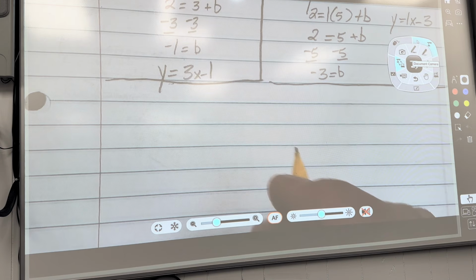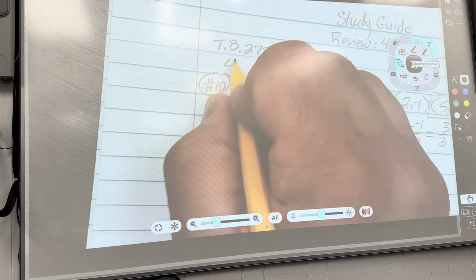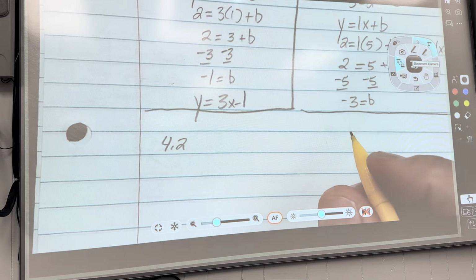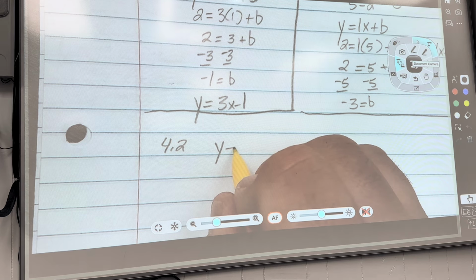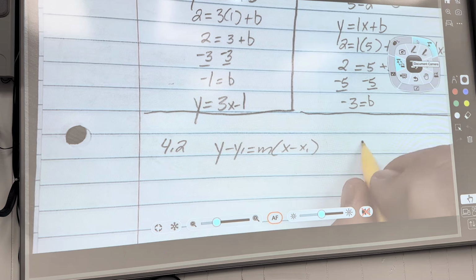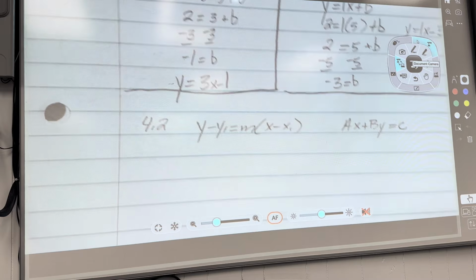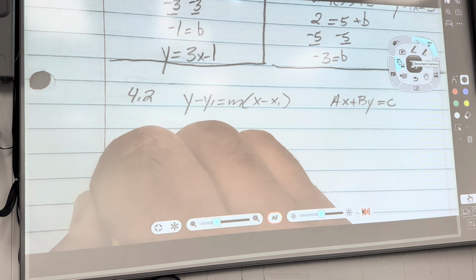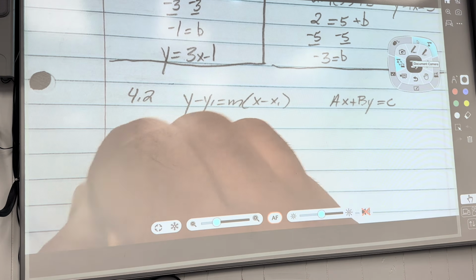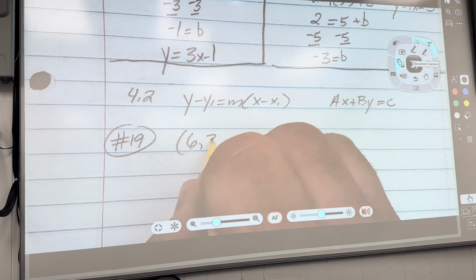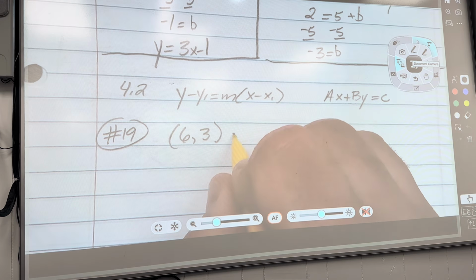We're now going to review 4.2. So that was 4.1, moving to 4.2. In 4.2, you had 2 forms. You had point-slope form, and you had standard form. We'll review both of those right now. Let's take a look at number 19. For number 19, they ask you to write an equation in point-slope form of a line that goes through the point (6, 3), and has a slope of 5.